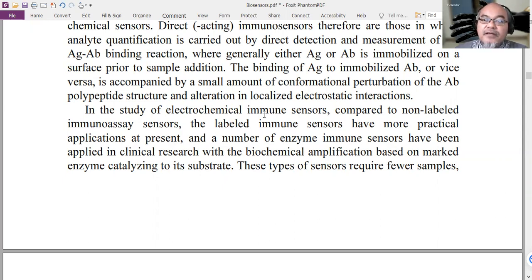We can label the antibody or antigen using a mediator, similar to the last session yesterday, then we can detect the electron exchange with the electrode. Alternatively, we can use a technique called electrochemical impedance spectroscopy, where we measure the resulting impedance between the two electrodes caused by that binding reaction. So when it is only antibody, of course, the impedance will be different when it is already bound to an antigen.